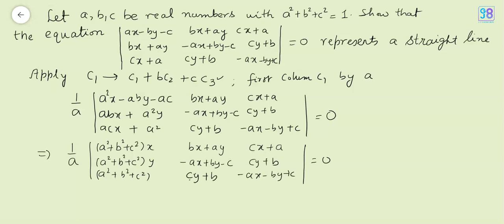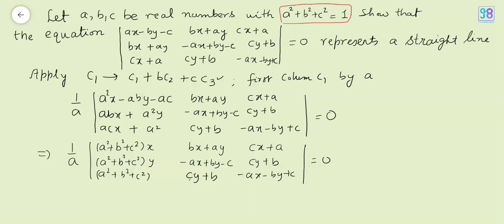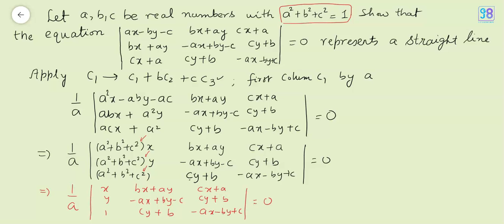Now, using the fact that A square plus B square plus C square equals 1, which you can see from here, if I substitute in this place and this place, my expression will look like 1 over A, x y 1, bx plus ay minus ax plus by minus c, cy plus b, cx plus a, cy plus b minus ax minus by plus c equals to 0.